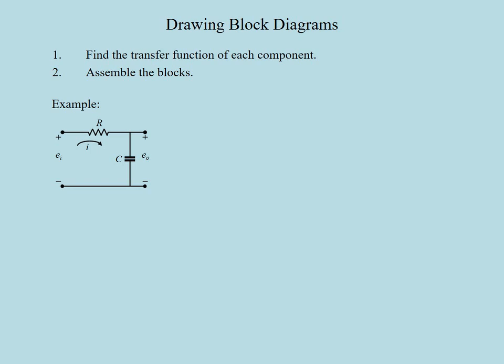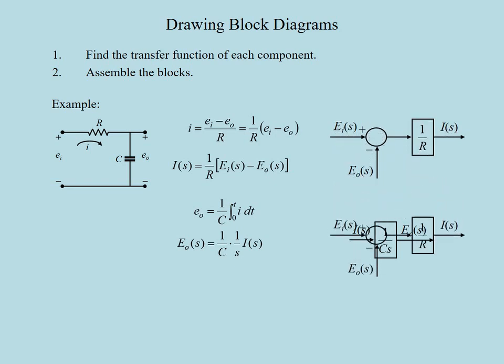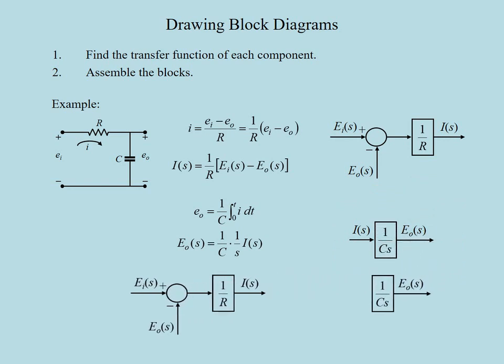A resistive component can be described by Ohm's law as I equals 1 over R multiplying E sub I minus E sub O. The Laplace transforms of these quantities are, of course, similarly related, which can be expressed as a block diagram like this. Also, writing the component equation relating the current to the voltage on a capacitor, we can express the transfer function of it as 1 over Cs. Now we have the block diagrams of all components in the system, and to get the overall block diagram, what we need is only to assemble them.